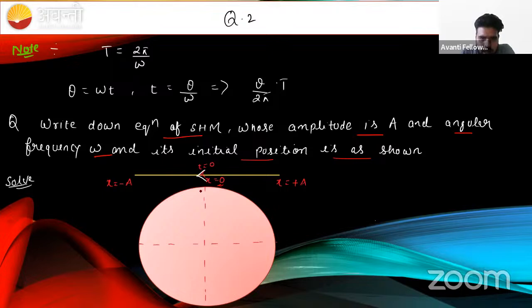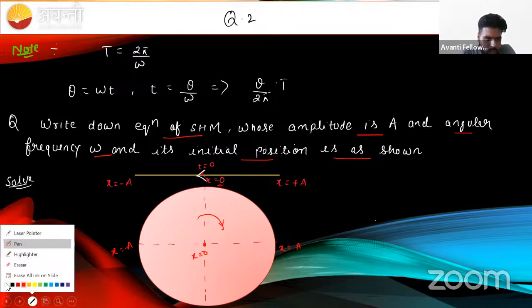And we know that at t equal to 0, what is our assumption? We can consider our particle is moving in the clockwise direction. So at t equal to 0, what is the possible position of the particle? We can say this is the point where x equal to 0, this is x equal to plus A, and this is x equal to minus A. I hope this is clear to you.